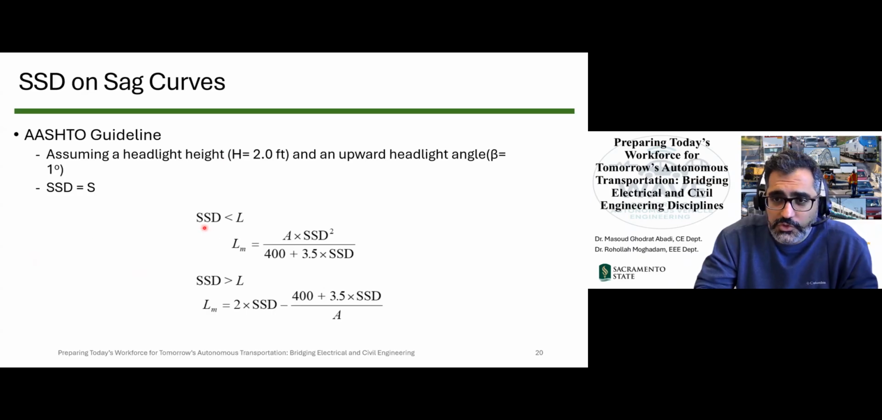If you replace these numbers, the equations for a sag curve will turn into this. So we usually again start with SSD less than L. We calculate minimum length of the curve. We check the assumption. If that assumption was correct, we are good. Otherwise, we go to the second one, and then we'll make sure that that length of the curve is provided in our design.